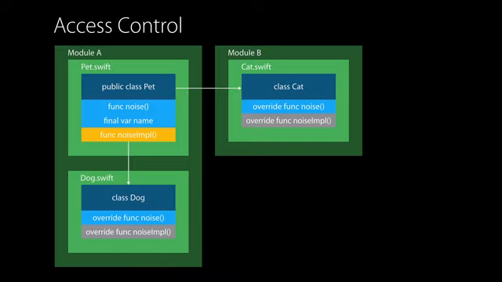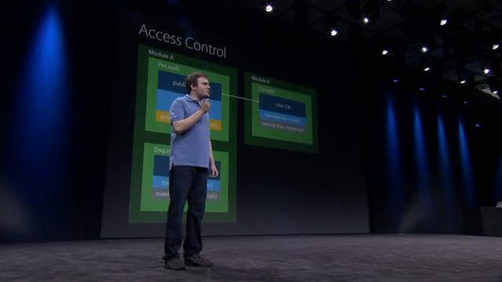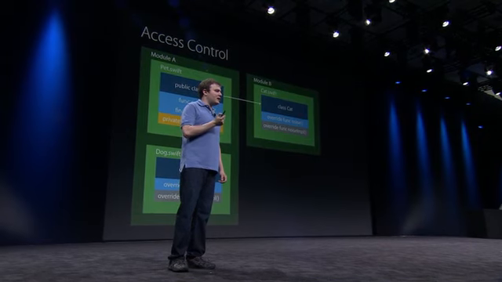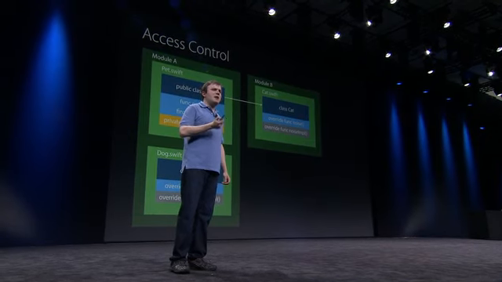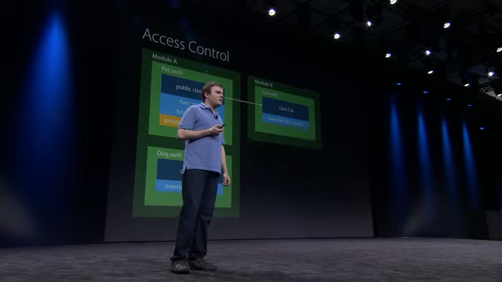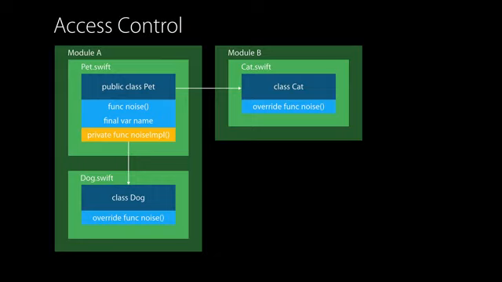But we know that this is not true. We know that noiseImpl is a private implementation detail of pet.swift, and that it shouldn't be visible outside of pet.swift. We can enforce this by attaching the private keyword to noiseImpl. Once we attach the private keyword to noiseImpl, noiseImpl is no longer visible outside of pet.swift. This means that the compiler can immediately know that there cannot be any overrides of noiseImpl in Cat or Dog because, well, they're not in pet.swift. And since there's only one class in pet.swift that implements noiseImpl, namely Pet, the compiler can emit a direct call to noiseImpl in this case.